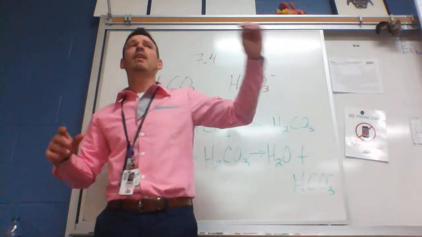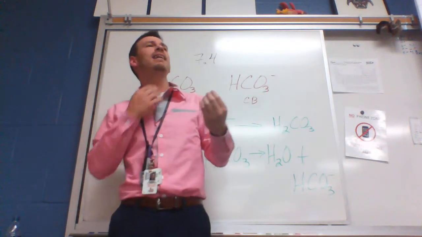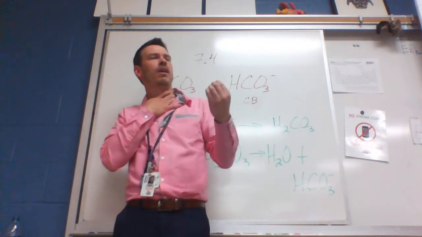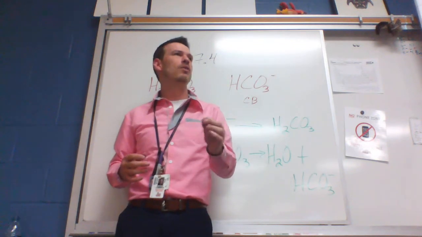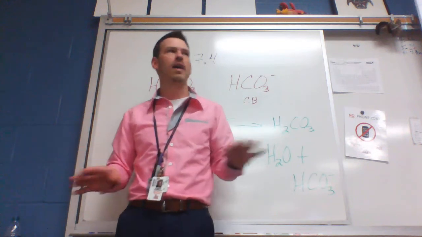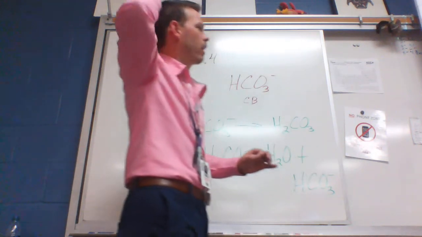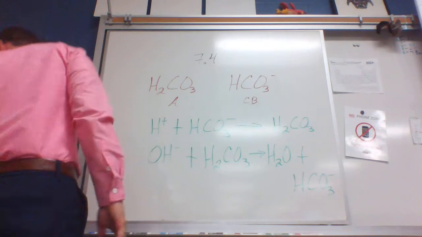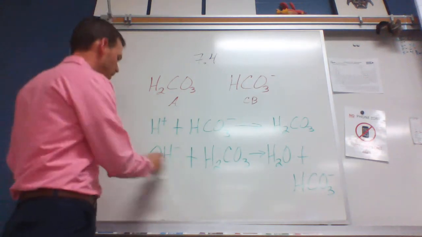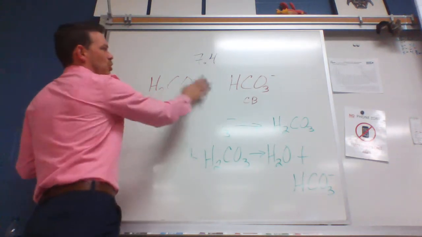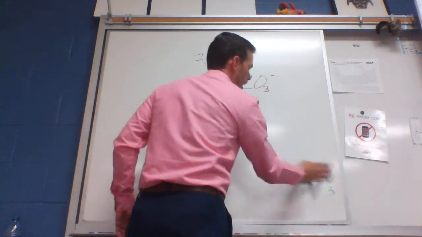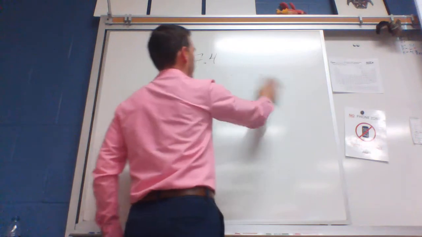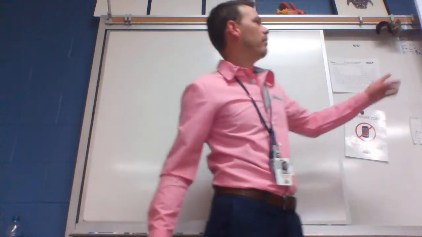Now, in order to calculate buffers, we could use a rice table. But there is an easier route, so there's no reason for me to show you the rice table. Let's take a look at what we're going to use in order to calculate. This one's called the Henderson-Hasselbalch equation, and this equation is on your AP sheet, so you don't have to memorize it.